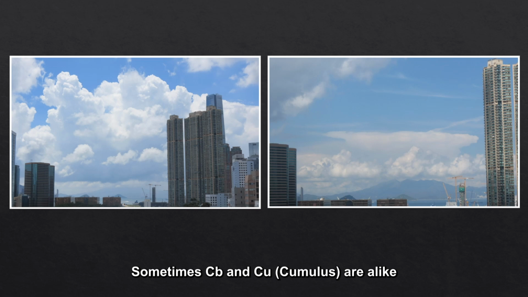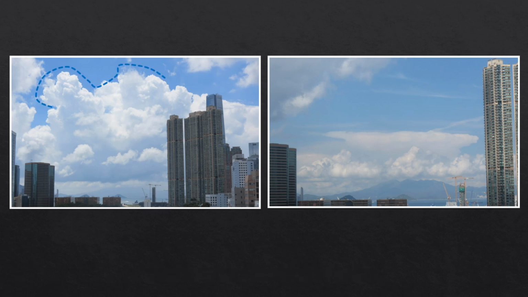Sometimes CB and cumulus are alike. How do you distinguish them? We do so by looking at their cloud top. The top of cumulus is usually rounder. It has a clearer outline. The top of CB is usually flatter and also has some filamentous forms.